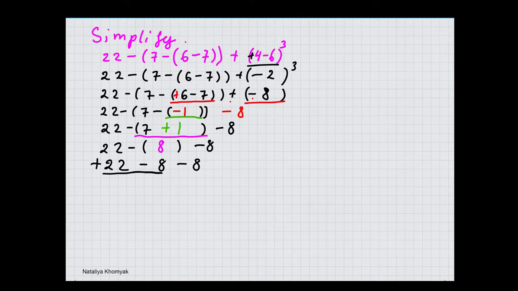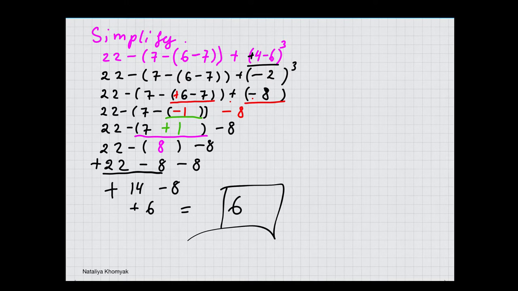We have more positives, so the difference will be positive, and the difference between 22 and 8 is 14 minus 8. Once again, we have more positives, so the difference will be positive, and the difference between 14 and 8 is 6. So 6 is our solution.